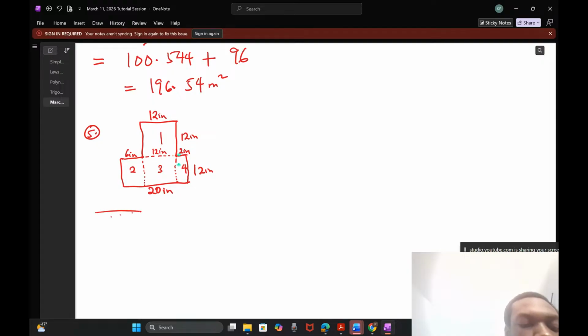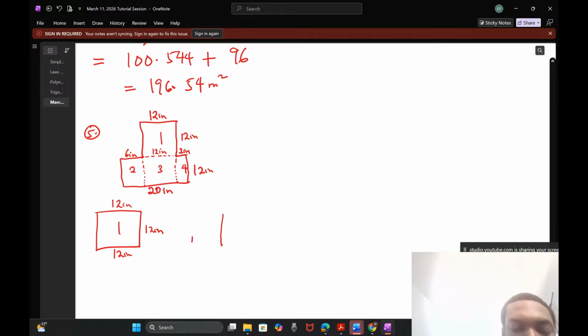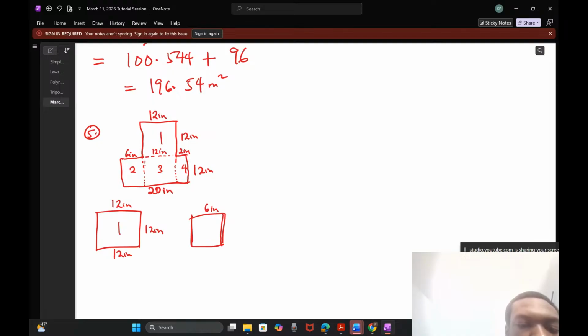So for this, let me draw shape 1 out. For shape 1, we have 12 inches on top, 12 inches, 12 inches. So this is a square. For shape 2, we have 6 inches on top. This side is 12 inches. So this side is directly proportional to this side, okay? So this side is 12 inches. So this one is definitely a rectangle. So let's do shape 3.